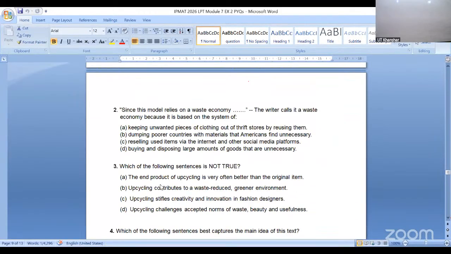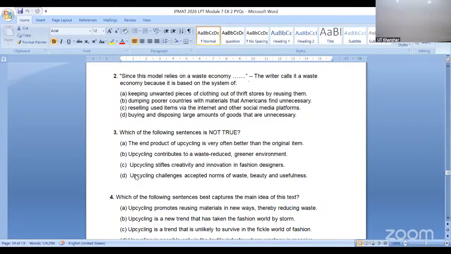Okay, number 2. Option D. B or D. Last option D. Okay, because it's talking in the beginning only, it says there are more textiles produced in the world than can be used. And then it goes on to people donating, and then ultimately where it is going. So buying and disposing large amounts of goods that are unnecessary, that is what the waste economy is talking about. Okay, number 3.